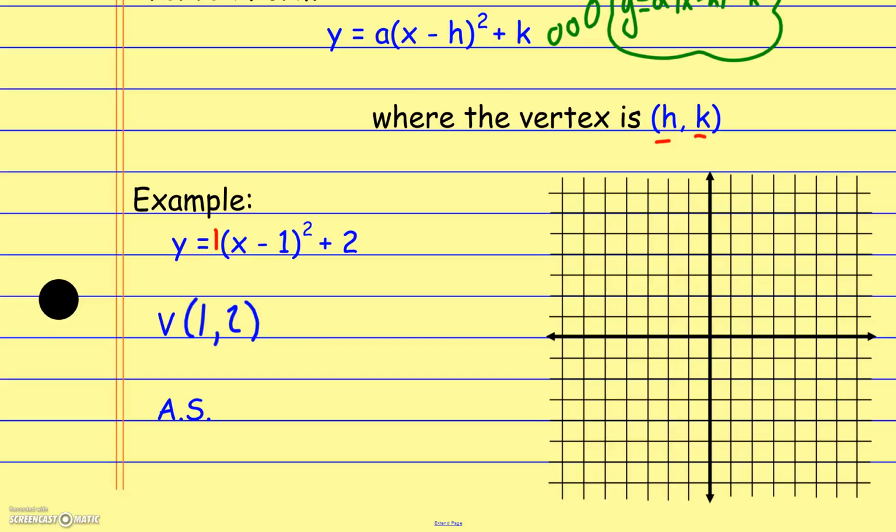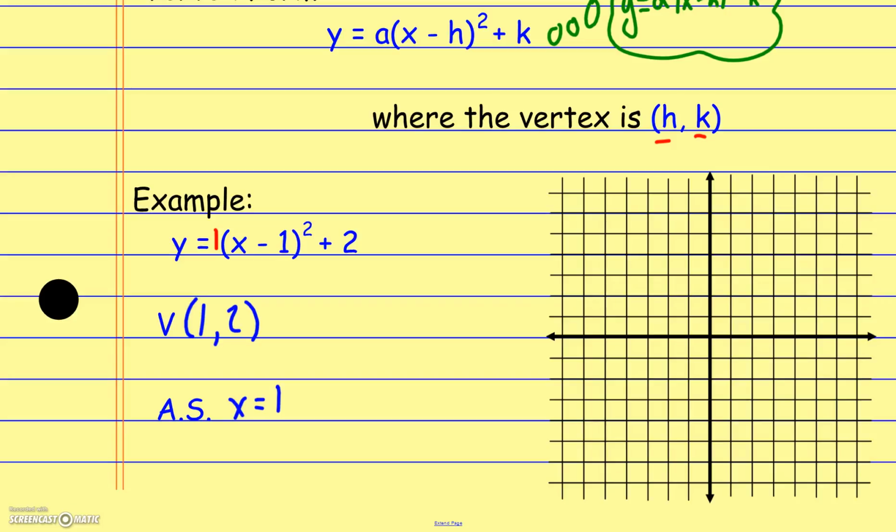The axis of symmetry, again, is going to be the equation of a vertical line. It's going to be x equals 1. And the reason it's going to be x equals 1 is because it's a vertical line that has to pass through the vertex, and the vertex has an x value of 1. All right, so it's going to have to be x equals 1. And you'll see that when we graph it as well.